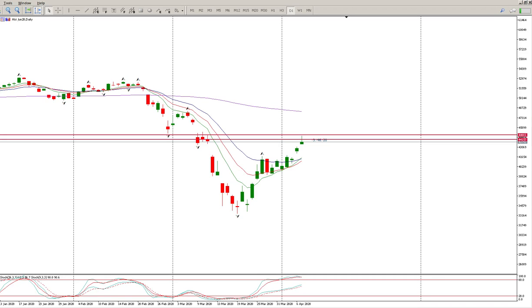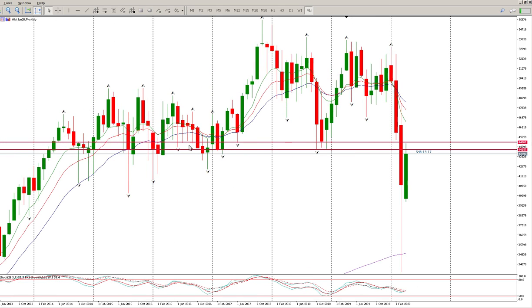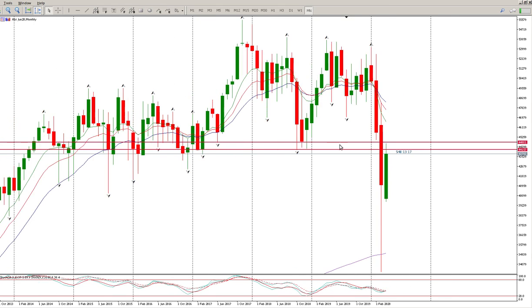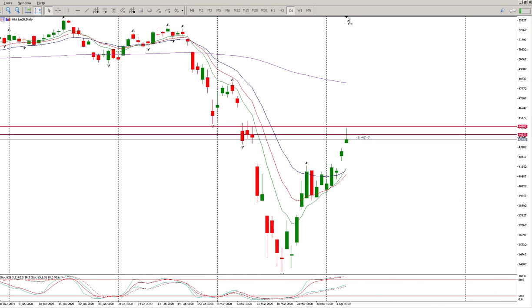So we ended up with a daily pin bar right in a zone of resistance. Now that zone of resistance is off the monthly, and it's pretty much made up of this fractal here, 44,801, and this fractal here. Okay, so you can see there's quite a bit of action at this level. So that is pretty much the area that I was looking at anyway for some profit taking, and that's exactly what has transpired if you look at the daily. So we've got into that zone and immediately we got profit taking out of there.